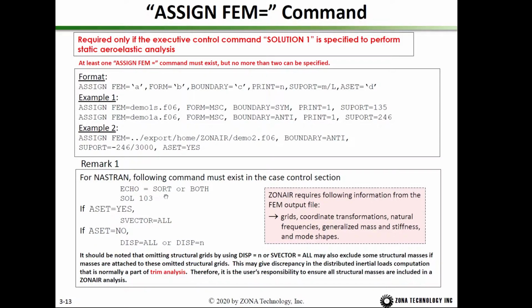echo equals sort or both. And if you say ASET equals yes, then in the NASTRAN you have to say SVECTOR equals all. If ASET equals no, which is default, you have to say displacement equals all. And ZONAIR requires the following information from the structure output file. It needs the grid, the coordinate transformations, natural frequencies, generalized mass and stiffness matrices, and the mode shapes.